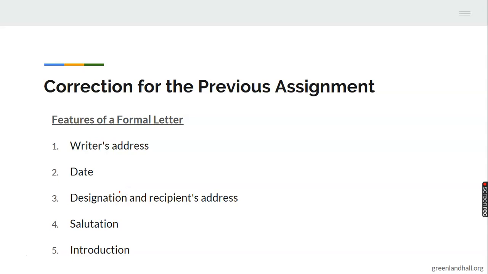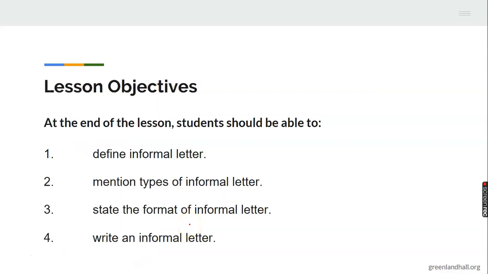Before we move straight to the topic for today, let's do the correction for the previous assignment. In the previous assignment, you were told to state the features of a formal letter. And these are the features of a formal letter: the writer's address, the date, designation and recipient address, the salutation, and the introduction.